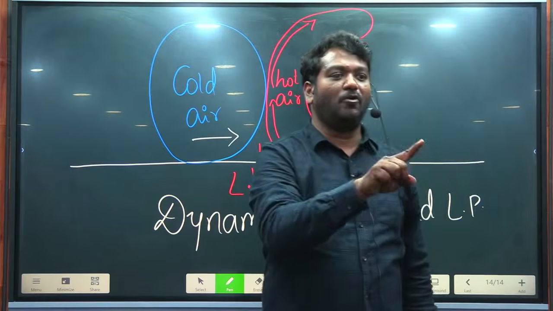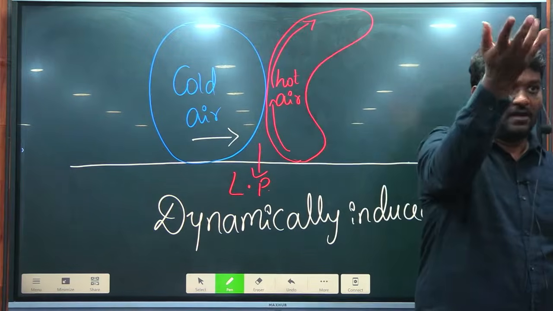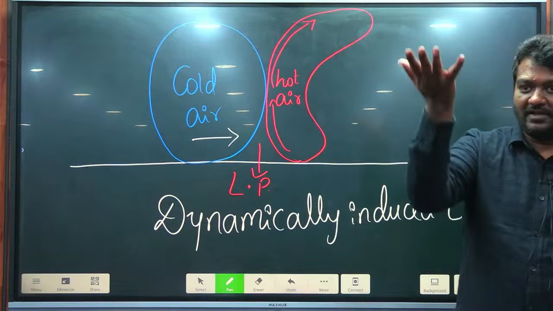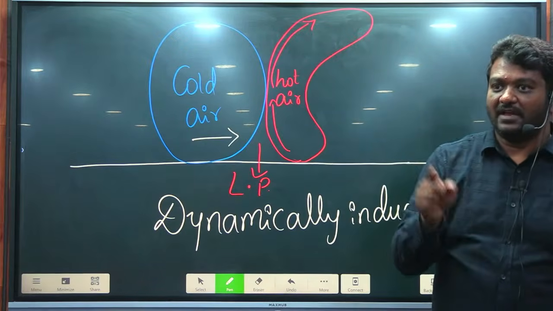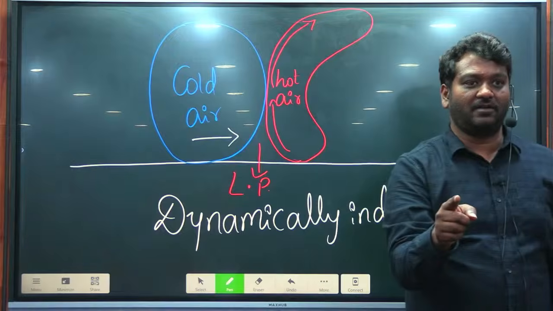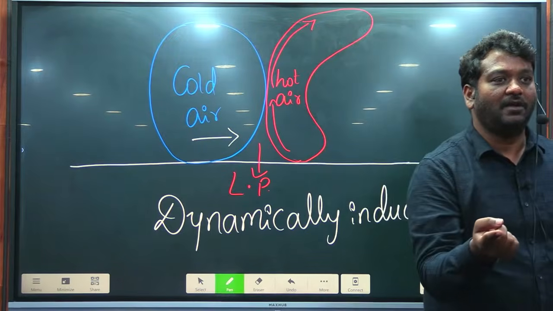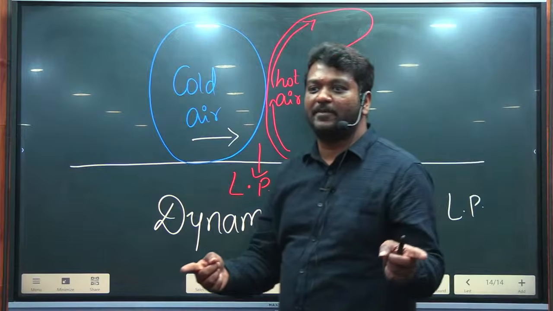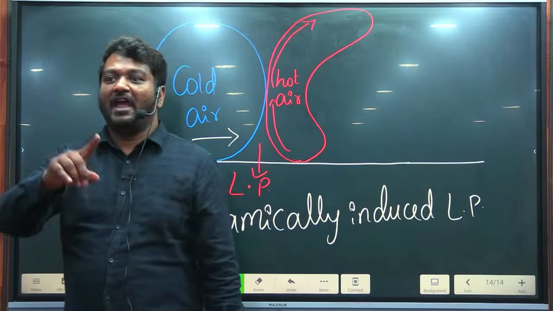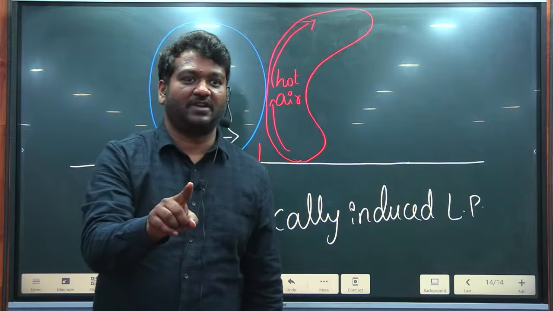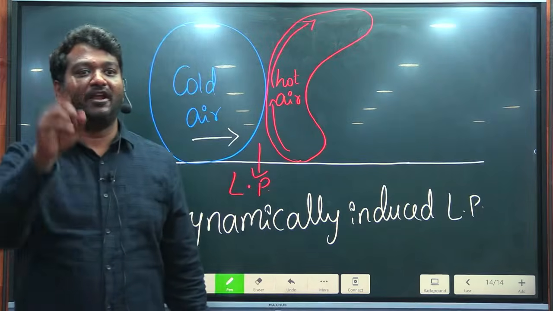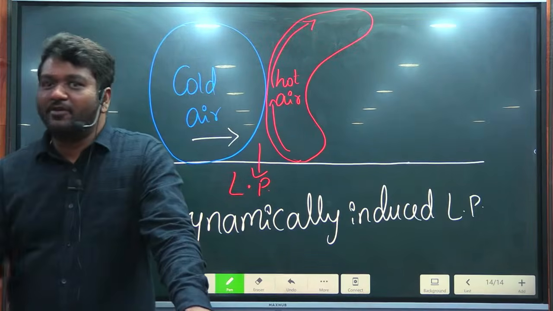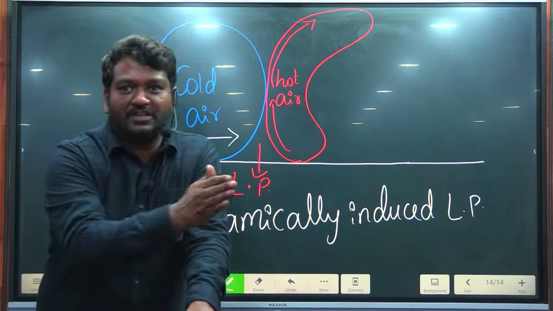Now you tell me, low pressure means what? Rising. Rising means, can I say adiabatic cooling? Adiabatic cooling means what? Rainfall. So where will you have rainfall? Low pressure area or high pressure area? Low pressure area. Anywhere you have a low pressure area, you will have rainfall. Are you getting the point? Are you connecting each one?